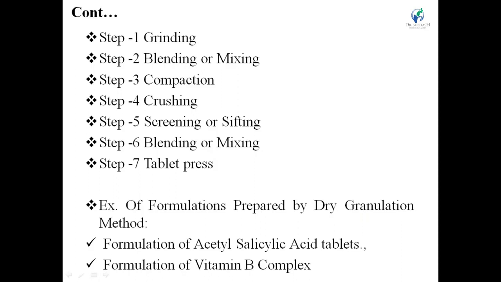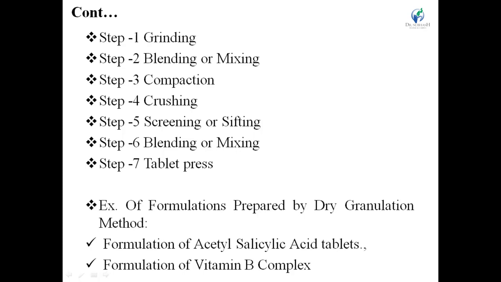These are the various steps of the dry granulation technique. First one is grinding. In grinding, the drug is added to the granulator and ground. Second one is blending or mixing. The suitable adjuvants or excipients are added and mixed in a blender. Next one is compaction. After mixing, the powder mixture is slugged or compressed into large flat tablets or pellets about 1 inch in diameter. On a large scale, a roller compactor is also preferred.